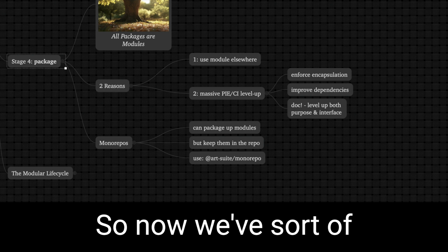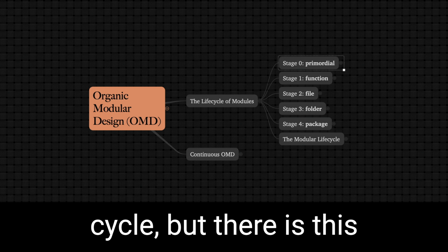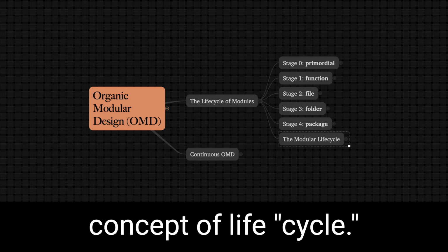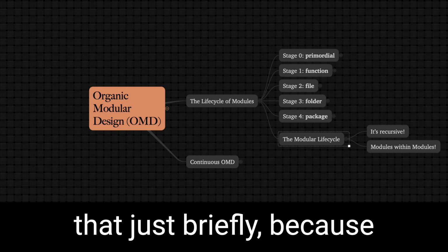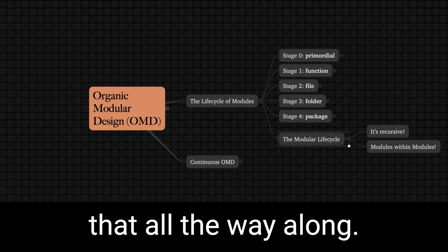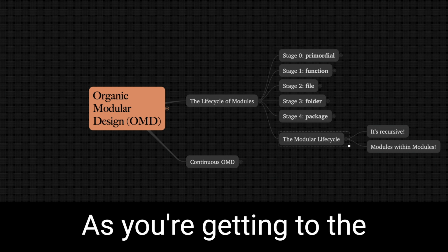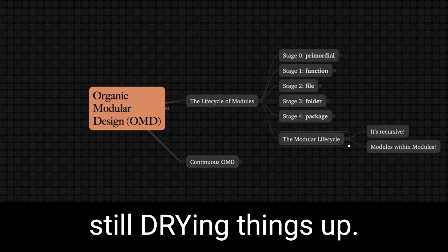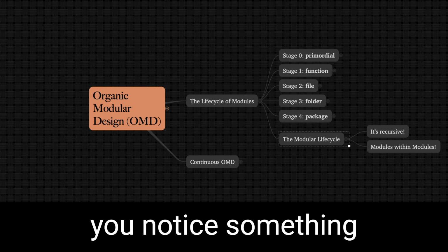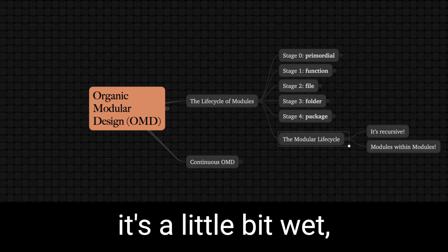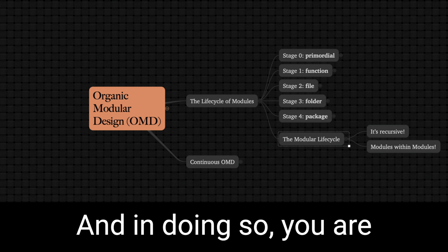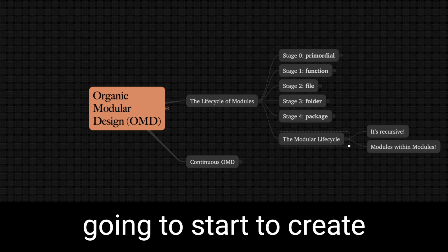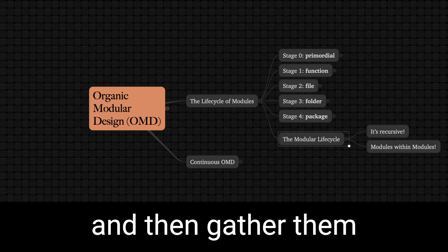So now we've sort of covered the basic life cycle, but there is this concept of life cycle. So let's just touch on that just briefly, because I've kind of hinted about that all the way along. As you're getting to the files and the folders level of your module, you're still drying things up. Every time you go in, you notice something that's a little bit repetitive, it's a little bit wet, you're going to dry it up. And in doing so, you are going to start to create new little functions and then gather them up into new little files.